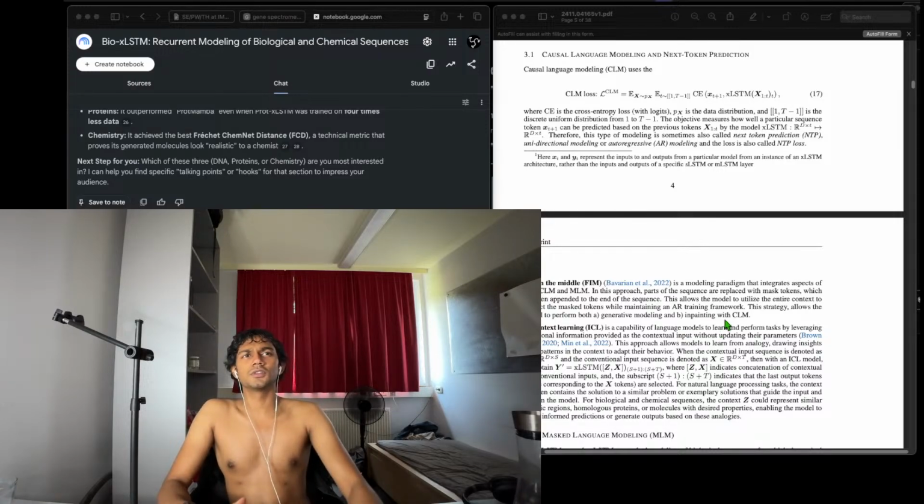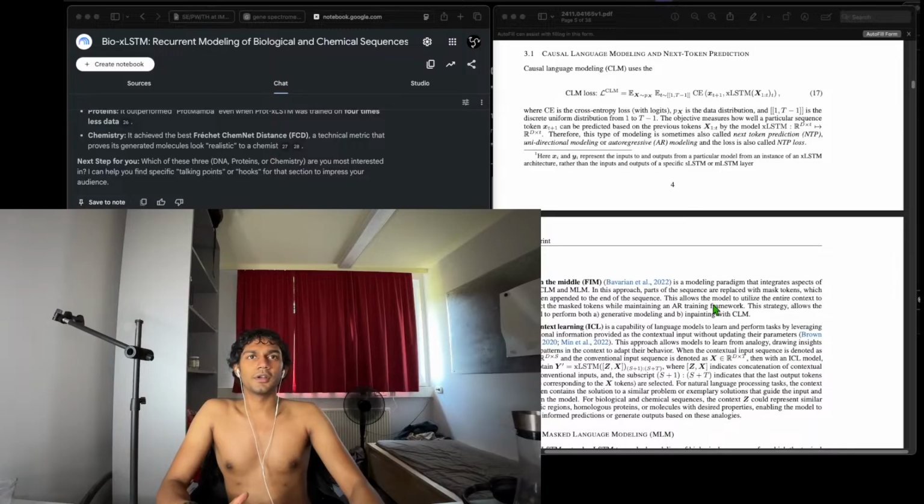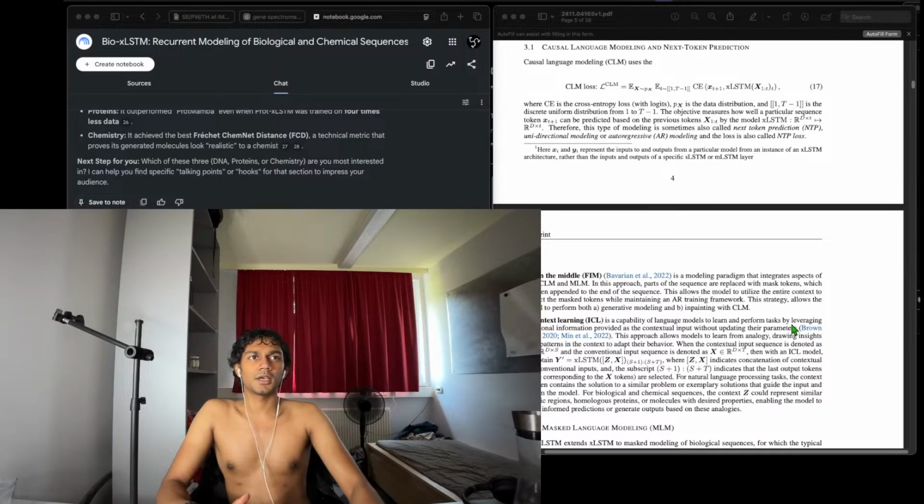This allows the model to utilize the entire context to predict the masked tokens while maintaining an AR training framework. This strategy allows the models to perform generative modeling, inpainting, with CLM. I don't understand. In-context learning is a capability of language models to learn and perform tasks by leveraging additional information provided as a contextual input without updating their parameters. This approach allows models to learn from analogy, drawing insights from patterns in the context to adapt their behavior. When the contextual input sequence is denoted as Z belongs to R^(D×S).